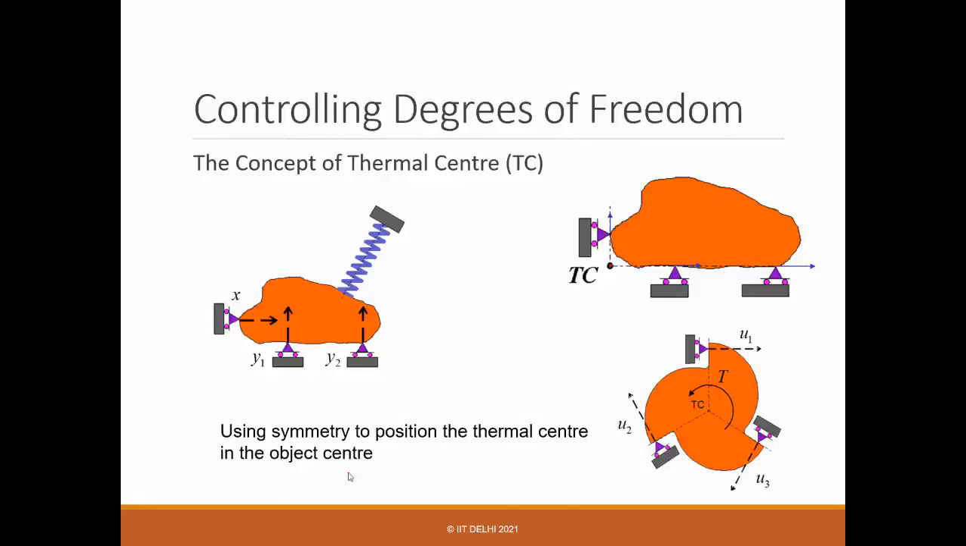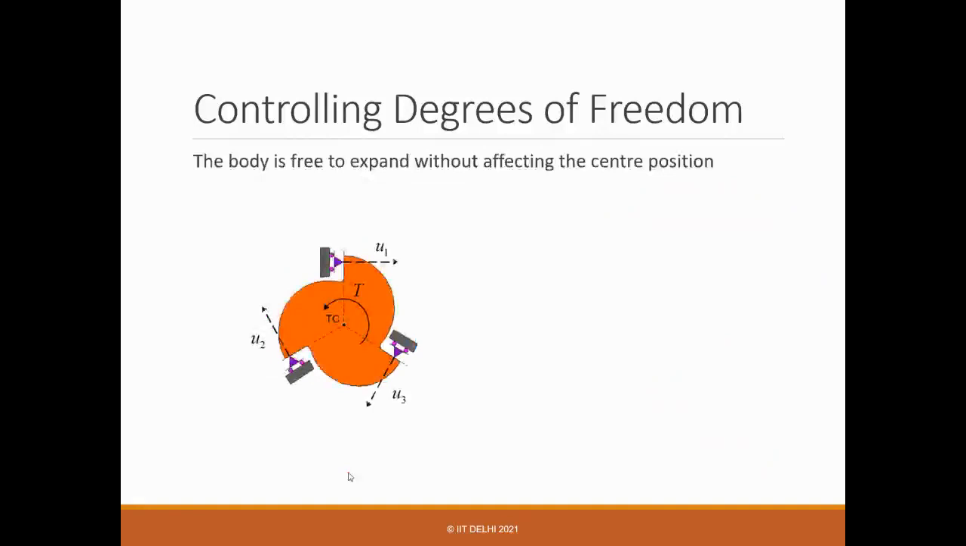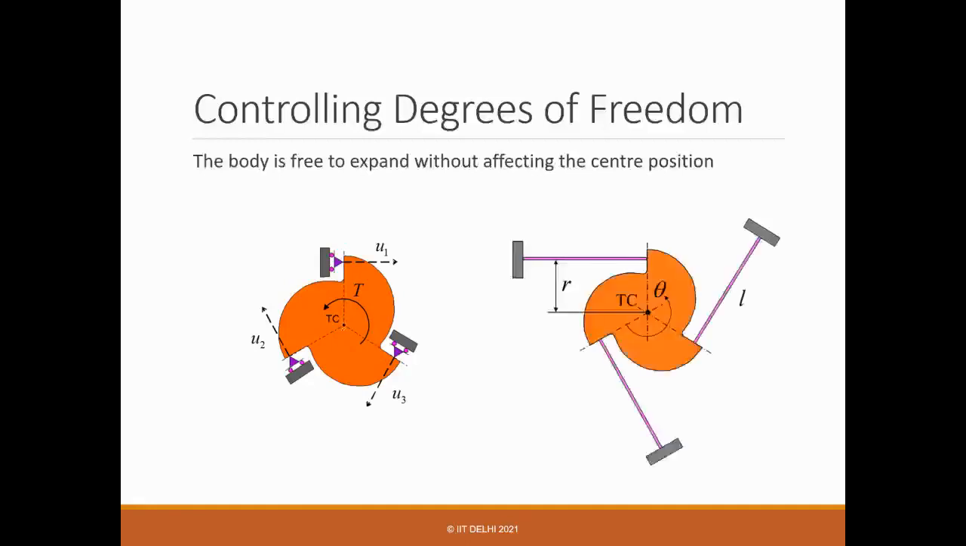So suppose it's a rotating member and you want it to be always centered, even if there is any heat source, it's still there, right? So what is said is that the body is free to expand without affecting the center position. You can very much see here. Any expansion will happen towards u1, u2, u3, and the only point which doesn't move is the TC, the thermal center in this case.